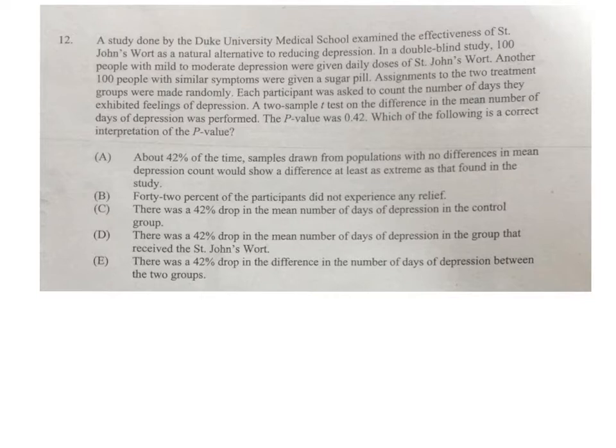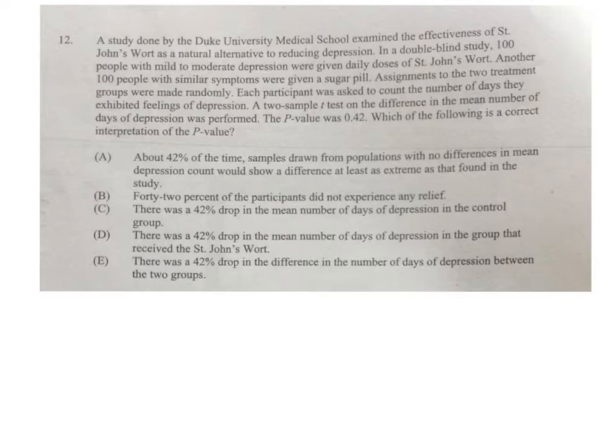Now I'm going to look at the choices and see how they reword this to try to trick me. Okay, let's take a look. Okay, letter A says, about 42% of the time, samples drawn from populations with no difference in mean depression count would show a difference of at least as extreme as that found in this study. That sounds right. But let's take a look at the other ones.